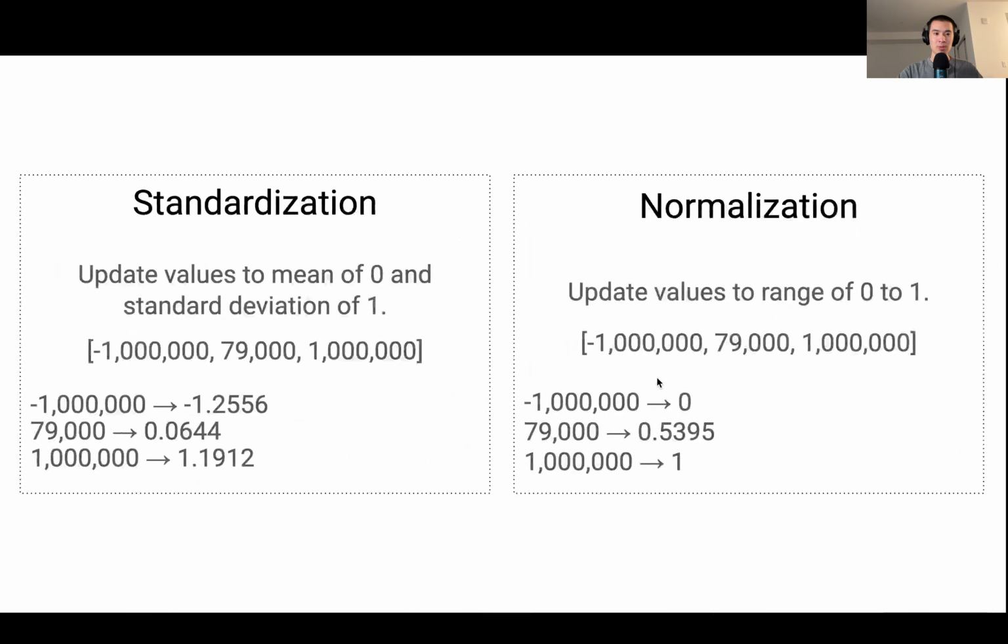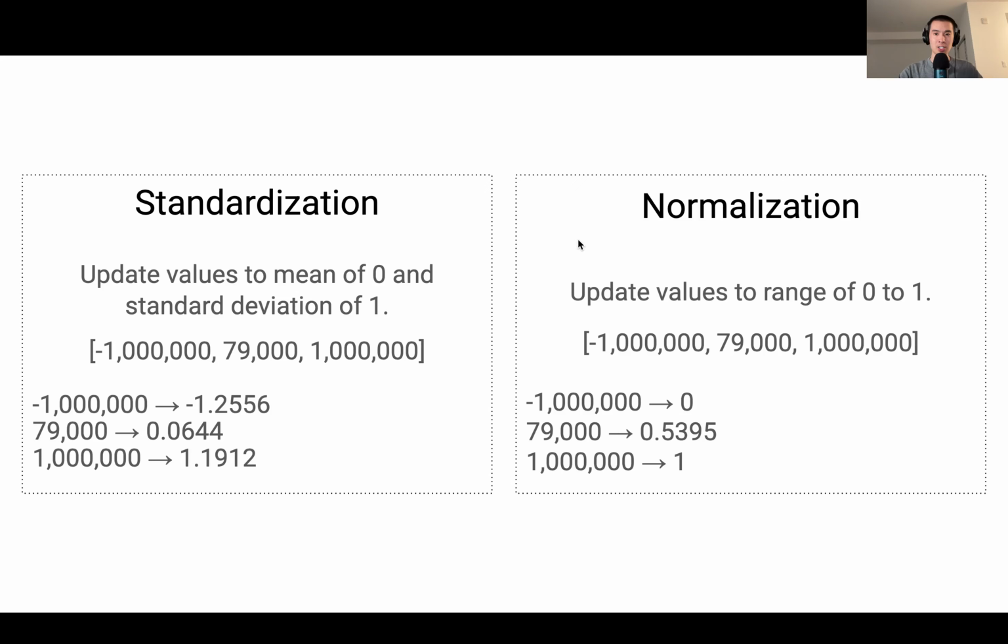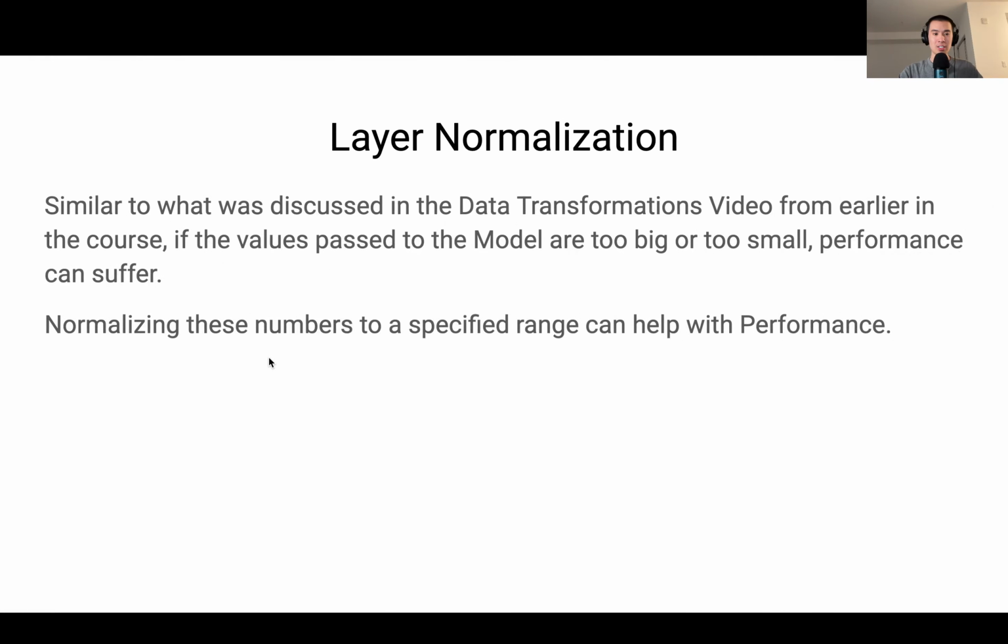So quick review, right? We have standardization and normalization. Although I find normalization more intuitive to understand, where you update values to a range of 0 to 1. So let's say we have three values, negative 1 million, 79,000, and then positive 1 million. After normalization, negative 1 million becomes 0, 79,000 becomes 0.5395, and 1 million becomes positive 1. So again, this is pretty intuitive to understand, I think, normalization. And again, normalizing these numbers to a specified range can help with performance.